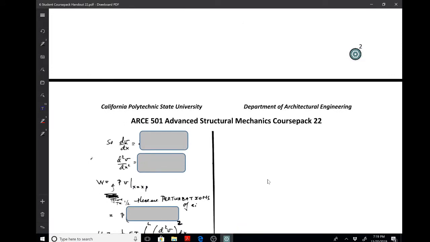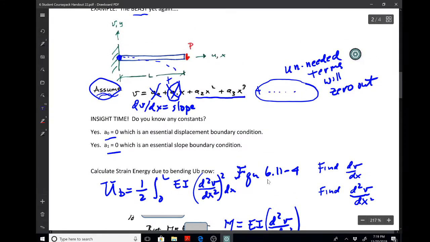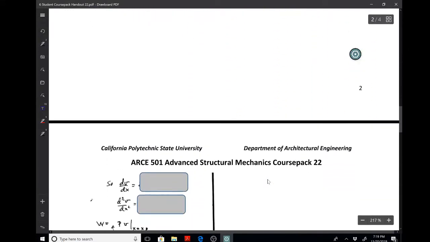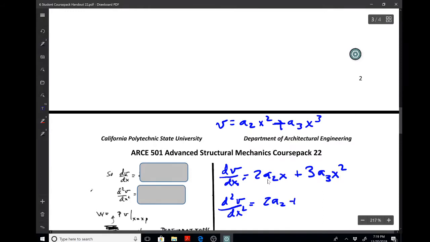And that will be an alternate format of our bending strain energy. So in our example here, we had a2 x squared plus a3 x cubed, so let's rewrite that again. v is equal to a2 x squared plus a3 x cubed. So the first derivative is trivial. dv/dx is 2a2 x plus 3a3 x squared. And then our second derivative is also trivial, d squared v dx squared is 2a2 plus 6a3 x.